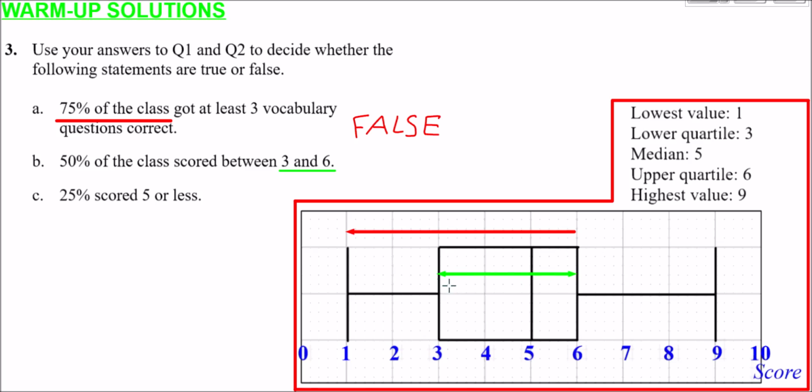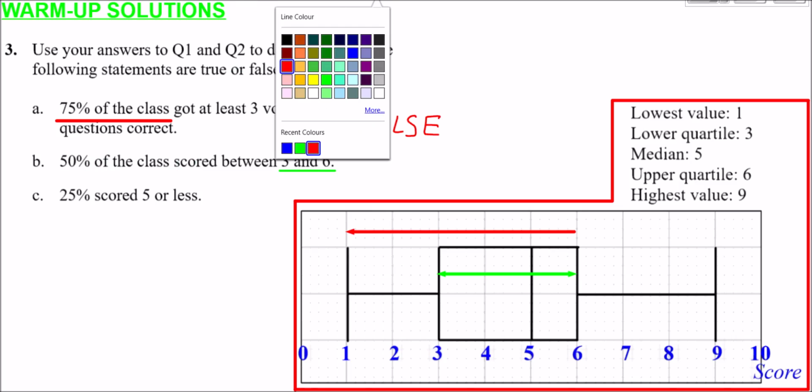The lower quartile begins at the 25% point, the upper quartile ends at the 75% point. So this box here is the middle 50% of the data. The middle 50% of the values are between 3 and 6, which is what this statement is saying, therefore this statement is actually true.